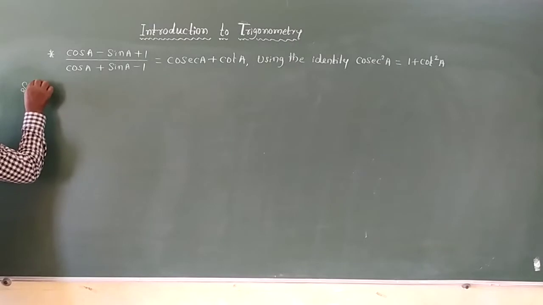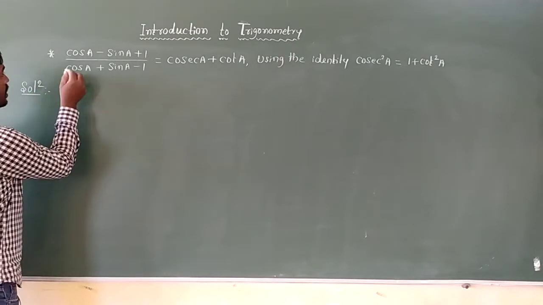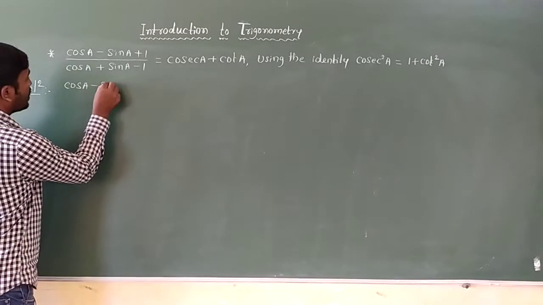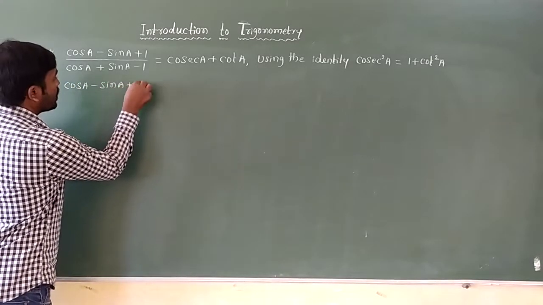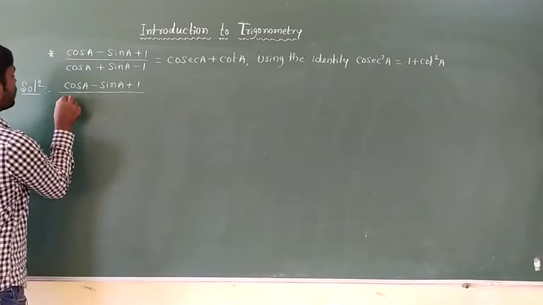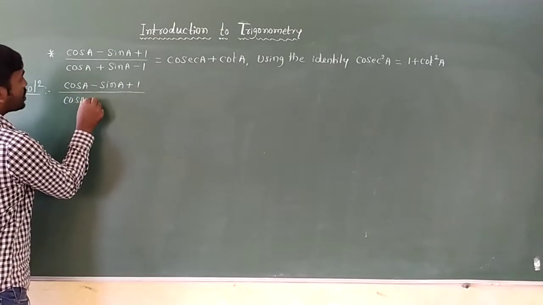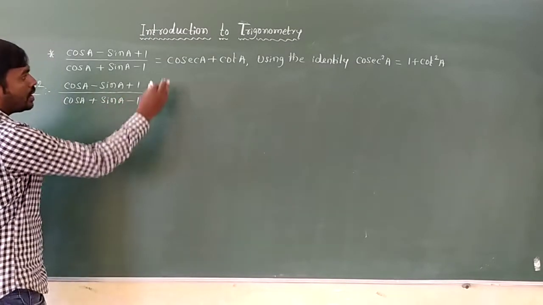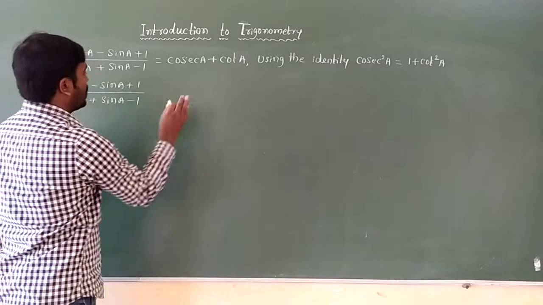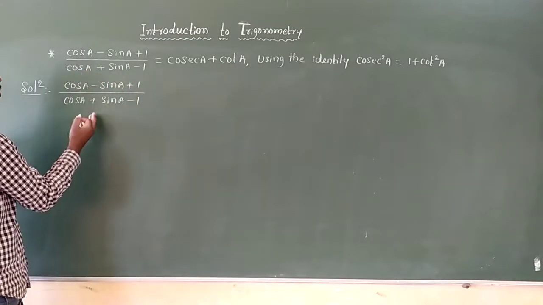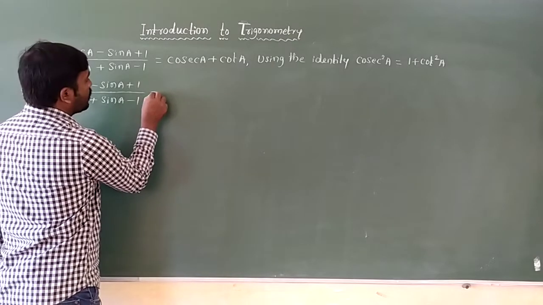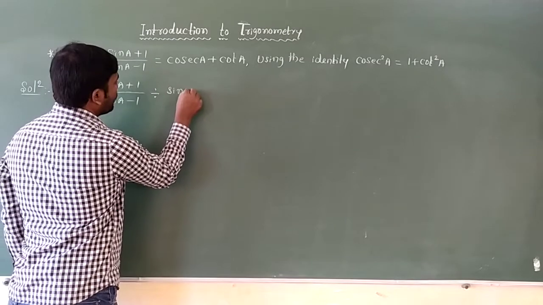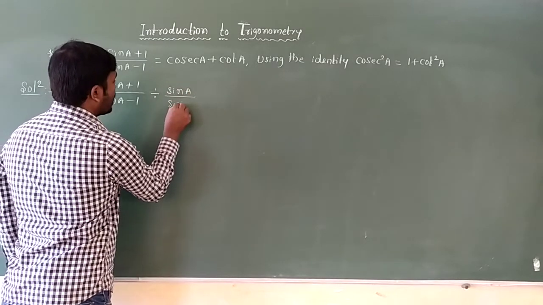Solution. What is LHS here? This is LHS, that is (cos A minus sin A plus 1) whole divided by (cos A plus sin A minus 1). Here we need to take the cosec and cot. To do that, we have to divide both numerator and denominator by one of the trigonometric ratios. Let us divide both numerator and denominator by sin A.